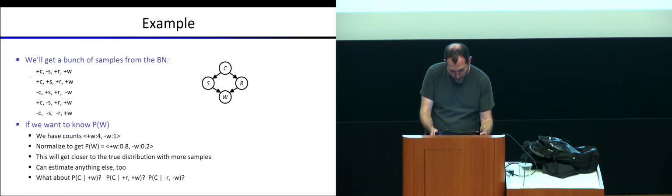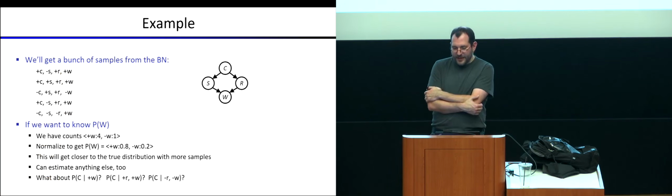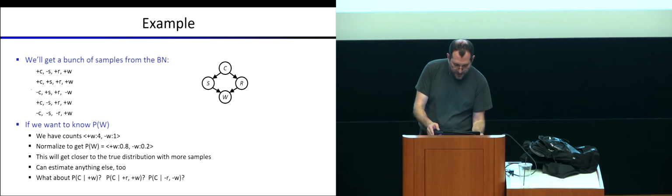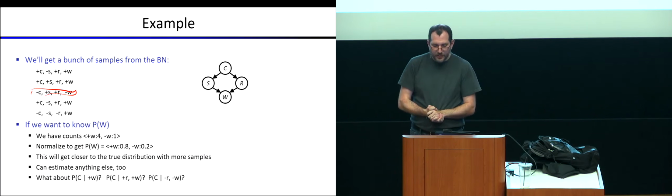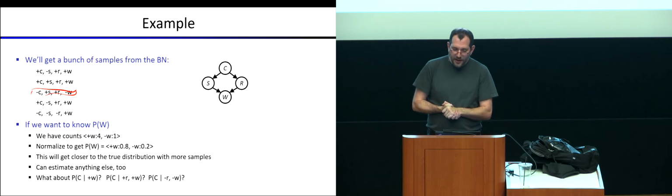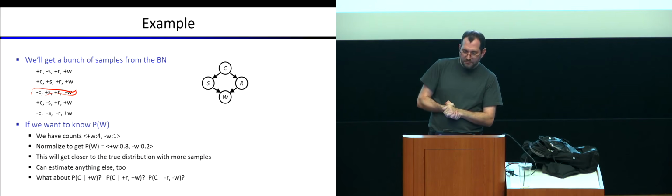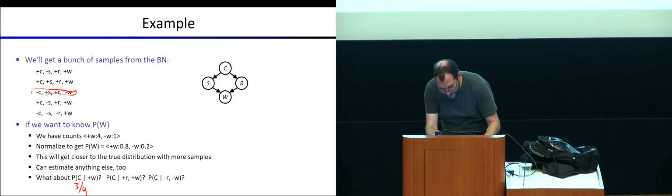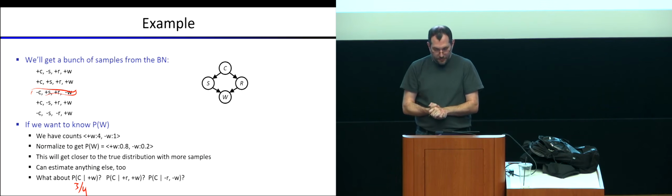All right. Well, when I look at these samples, I say, I care about the case where the grass is wet. So this sample here doesn't do much for me because the grass is not wet there. So I look at the other 4 samples and I say, how often is C true? Looks like 3 out of 4. So there's my answer, 3/4. Is it right? Probably not.